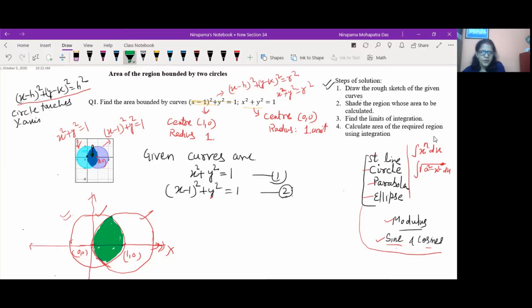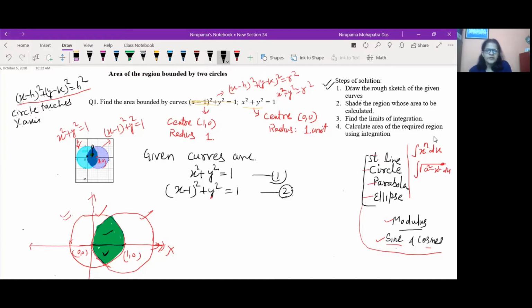Now you see, while shading this, you exactly know whose area is to be found out. We have to find the area of this portion, right? Now the next step: looking at this, as the circle is symmetric about its diameter, the area of this portion should be equal to the area of this portion. It means if we can find the area of the region above the x-axis, I mean above this diameter, and multiply by 2, we can get the area of the whole portion.